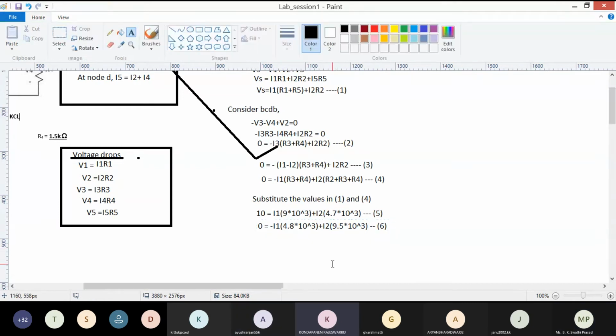And all of you are having the calculator with you? Yes, ma'am. Scientific calculator do you have? Yes, ma'am. Do you know how to use it? Have you used it in your class? Yes, ma'am. So go to equation and solve for I1 and I2 currents.